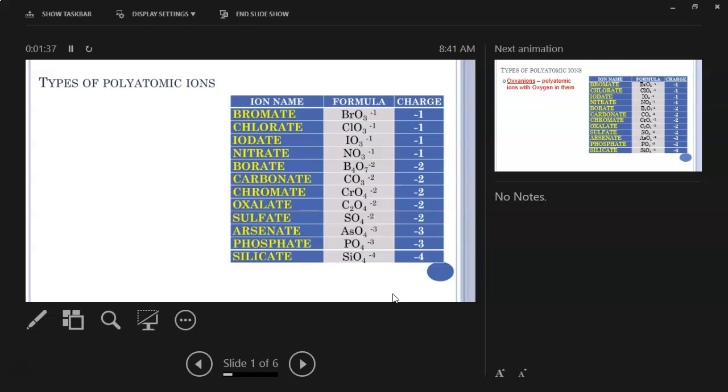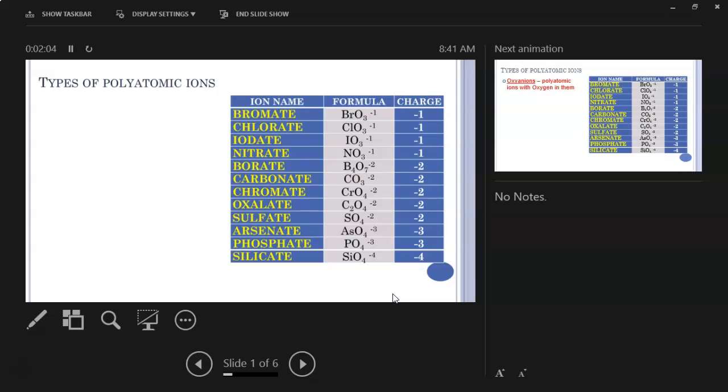So when you look at all of these, what do they all have in common? Look at the formulas. Okay, so they all end in ATE. That's common in their name. What about their formulas? What's common for all of them? They're all, did I hear negative? Correct. And then they all have what? They all have oxygen. Very good.